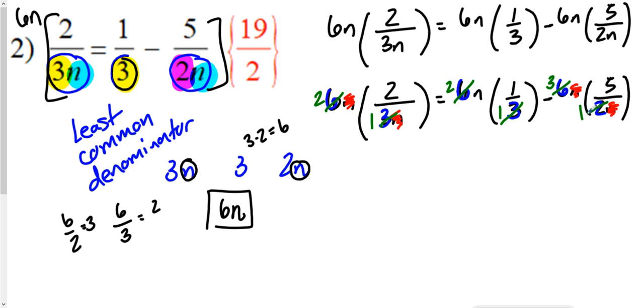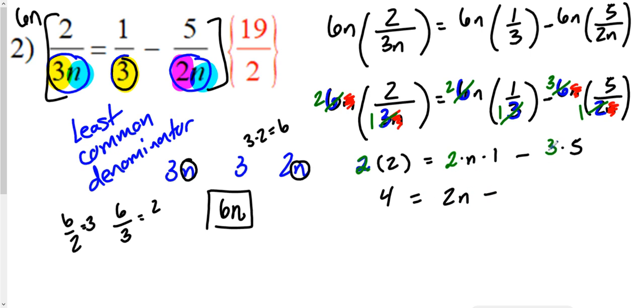Now, you could say, well, I have 1 in all the denominators, but remember, anything over 1 leaves you with just what's in the numerator. So let's write out our numerators. We have 2 times 2. So let me go ahead and write that out for you. You have 2 times 2. And we have the 2, the n, and the 1 left over. And then we have the 3 times 5. So 2 times 2 is 4. 2 times n times 1 is 2n. And 3 times 5 is 15.